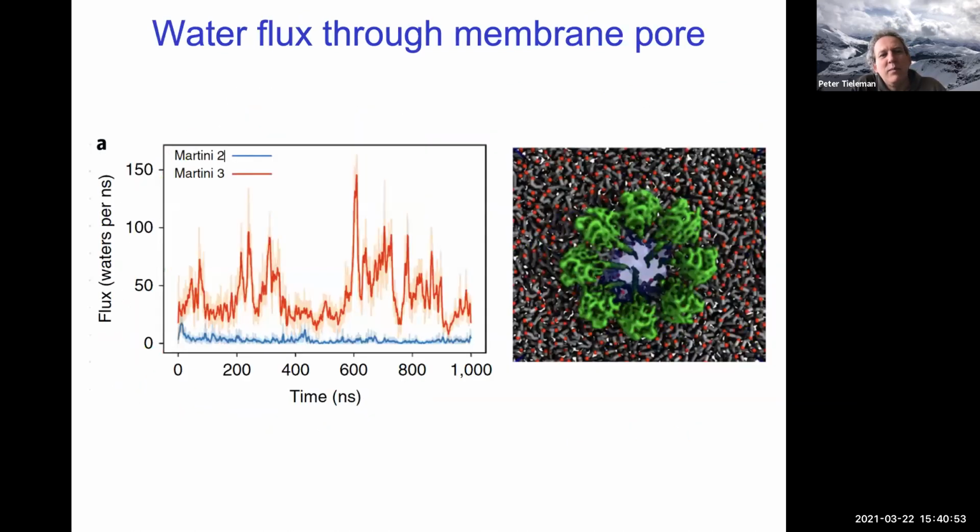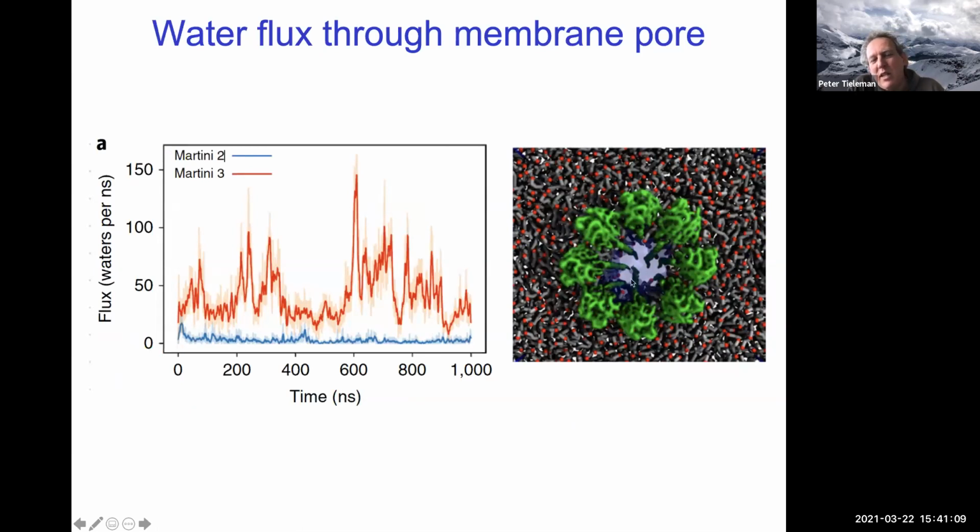This is another example, somewhat specific to a membrane protein. This is a toxin that forms a water channel. The blue line gives the number of water molecules going through this toxin with Martini 2. The red line, Martini 3.